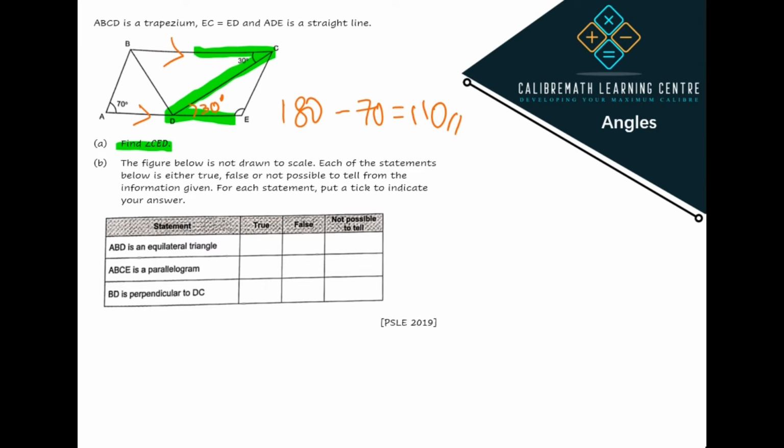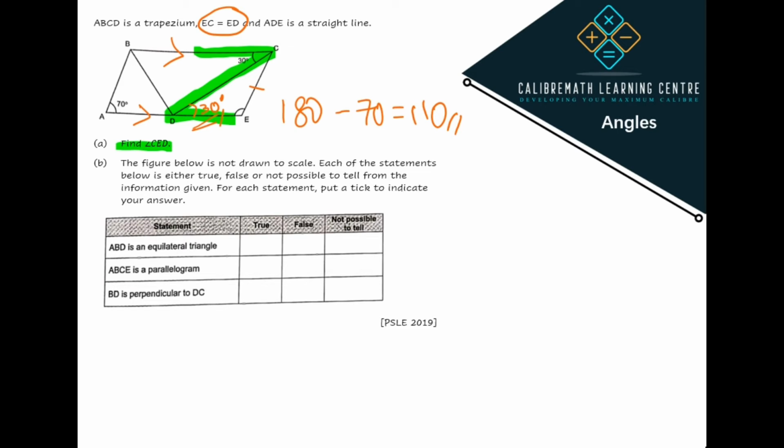And then next, they tell us that EC is equal to ED. So this is what I'm saying. If you don't read this question, you might think, okay, so what if I have this 30 over here? I'm still not able to solve for angle CED. But that's why I say you need to read the question carefully. And when they say that EC is equal to ED, please make sure you indicate the strokes yourself.